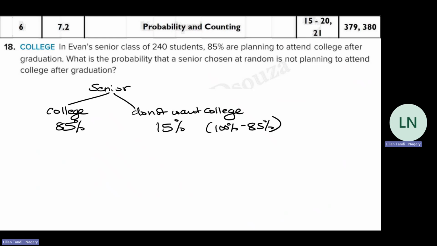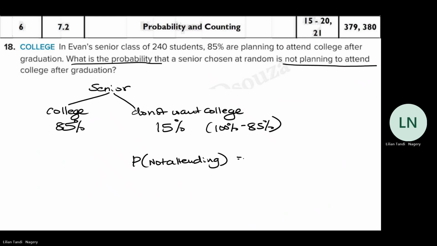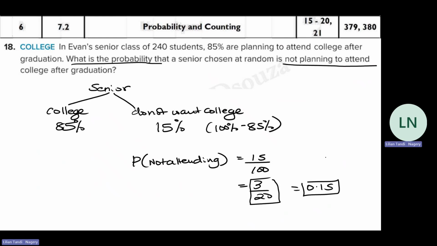What's the probability that a senior is chosen at random and not planning to attend? Probability of not attending will be 15 over 100. If you simplify that, it should be 3 over 20. If you change it to decimal, it should be 15 hundredths. If you change it to percent, it is 15%.